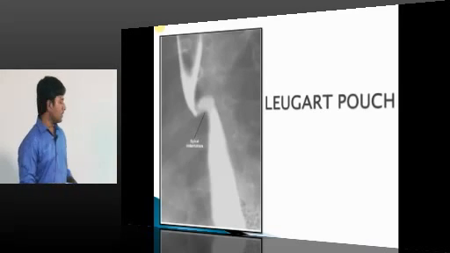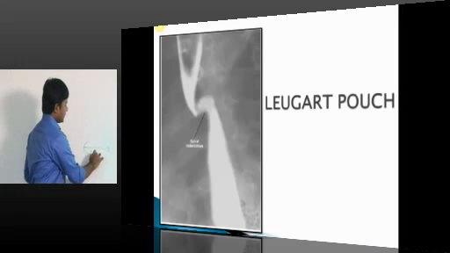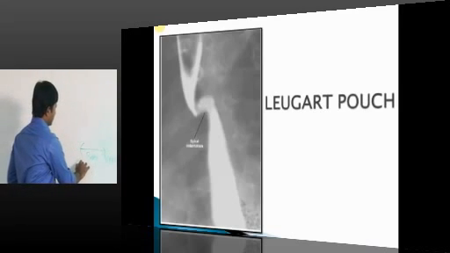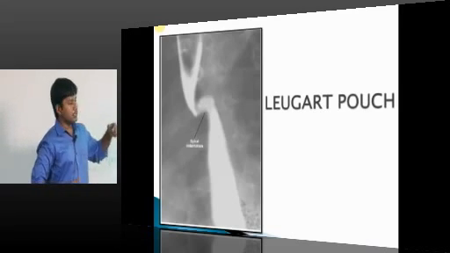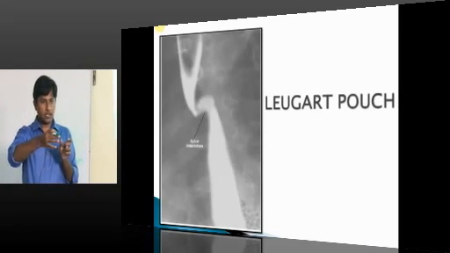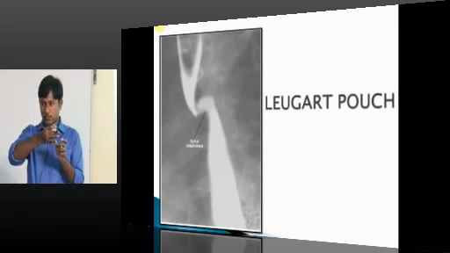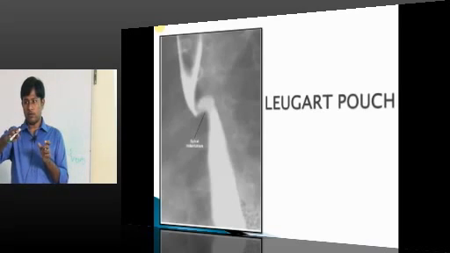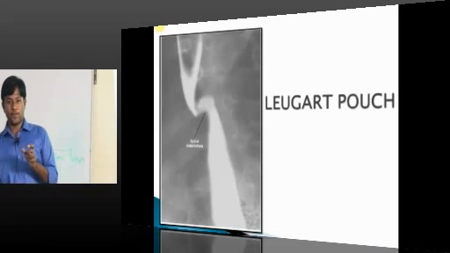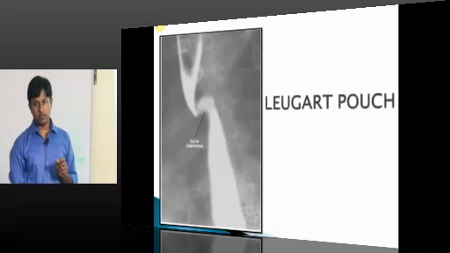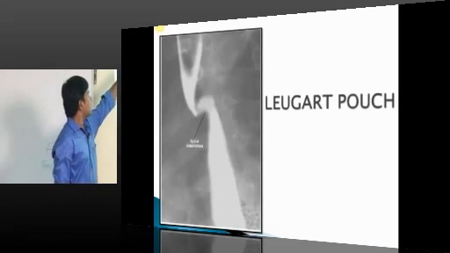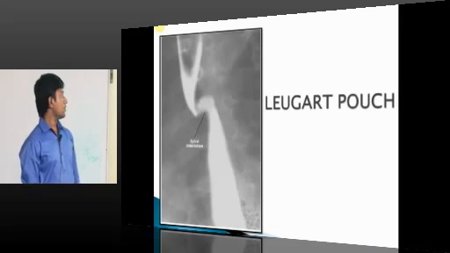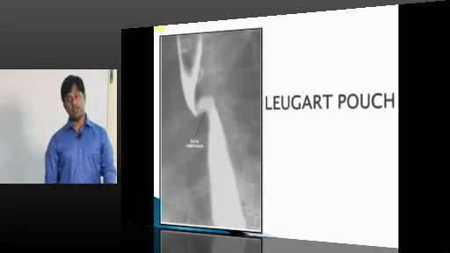Lugard's pouch is nothing but whenever there is a small band between the vertebra and the bronchus. Try to visualize, you will be having one vertebra and a bronchus. In between that the esophagus will be going. Whenever there is a band or a small obstruction, the esophagus will go and take a curve. That pouch is called as Lugard's pouch. It appears as a curve, a small pouch-like thing.